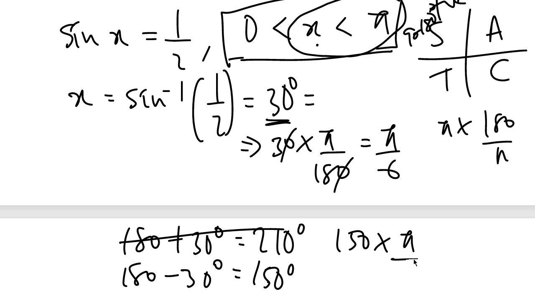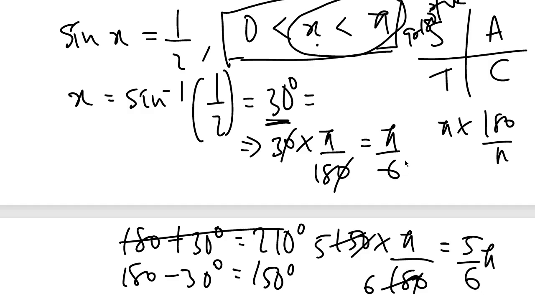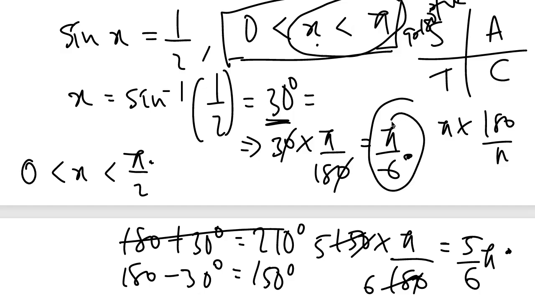So what we now have to do is convert this to radians. 150 times pi over what? 180. This cancels this. 3 into here 5, 3 into here 6. So you have 5 over 6 pi. So these are the two solutions within 0 and what? 180 degrees. But if maybe the question said 0 less than x less than pi over 2. Remember, pi over 2 now be what? Pi over 2 times 180 over pi, which is 90 degrees. Your answer will just stop here.